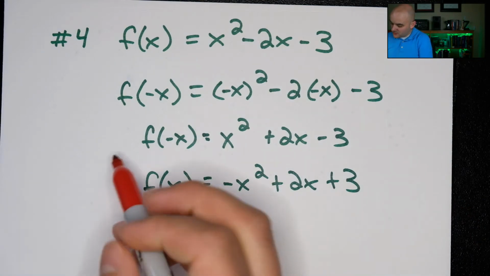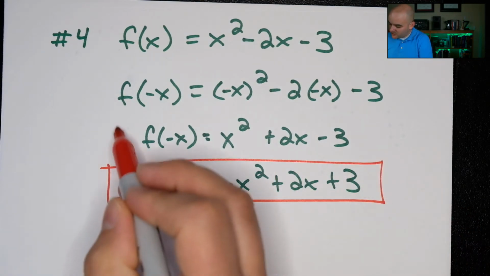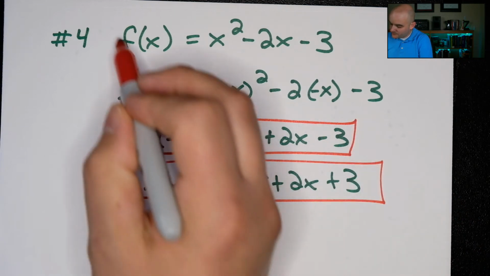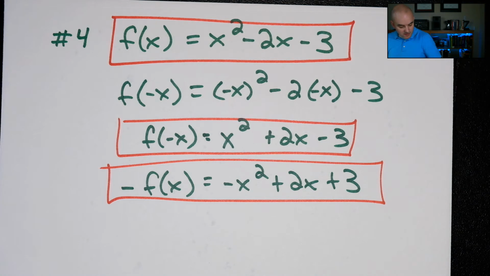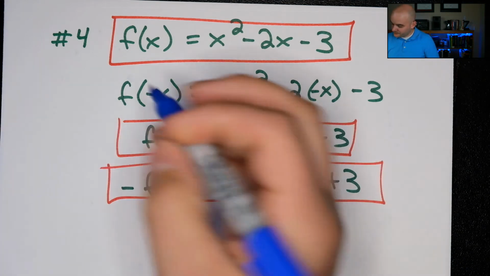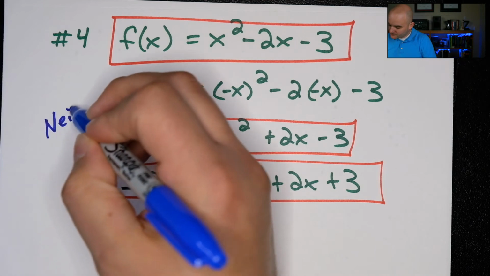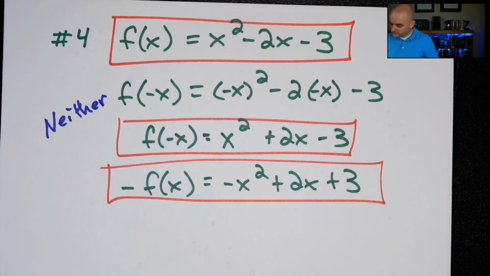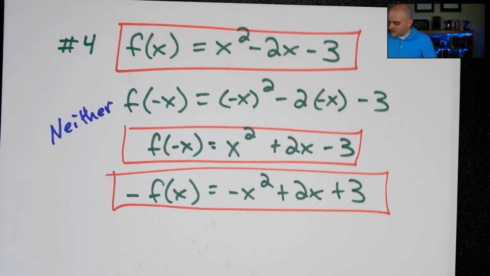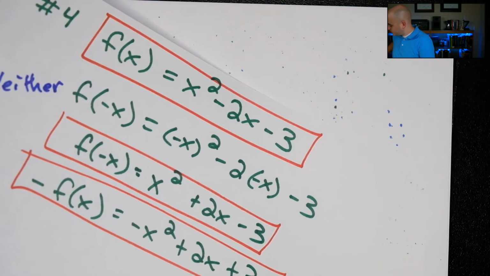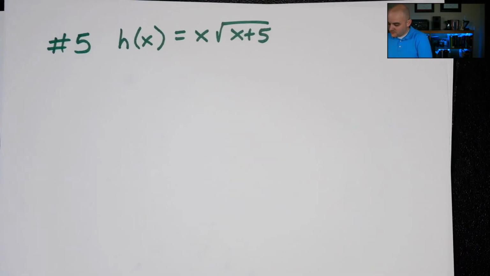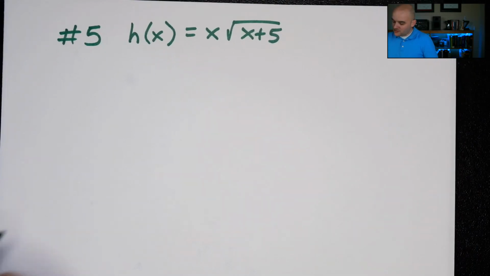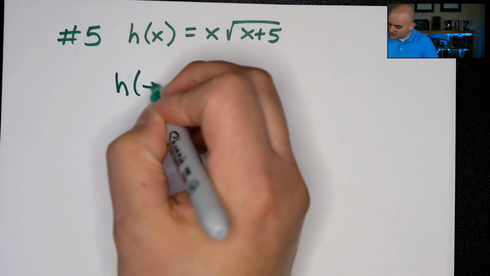So here are the 3 that you should have written on your worksheet. And for number 4, we said, number 4 was what? We said it was neither. All right, let's look at number 5. Number 5, the h of negative x.